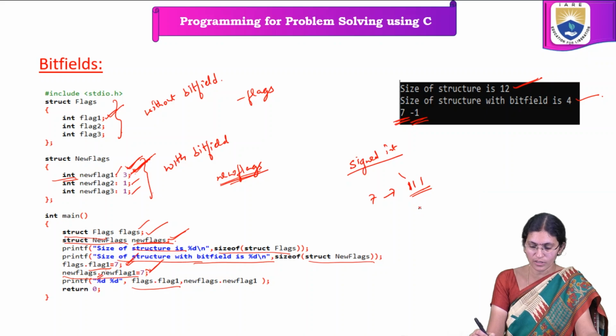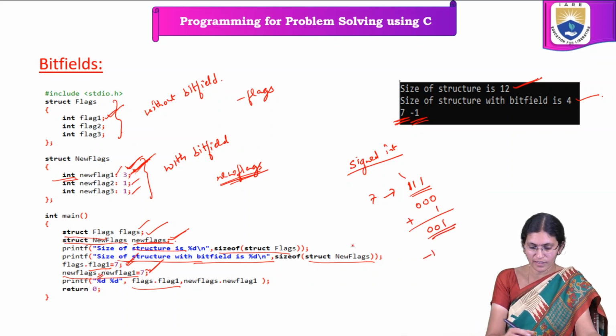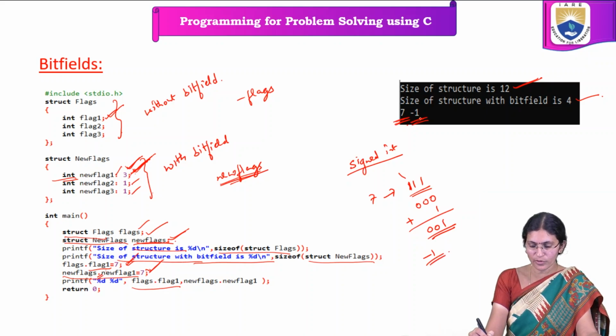We take the 2's complement: the complement of this is 0, 0, 0, plus 1, so you will get 1. Since this is a signed integer, you will get -1. Therefore you are getting the output of this member as -1.